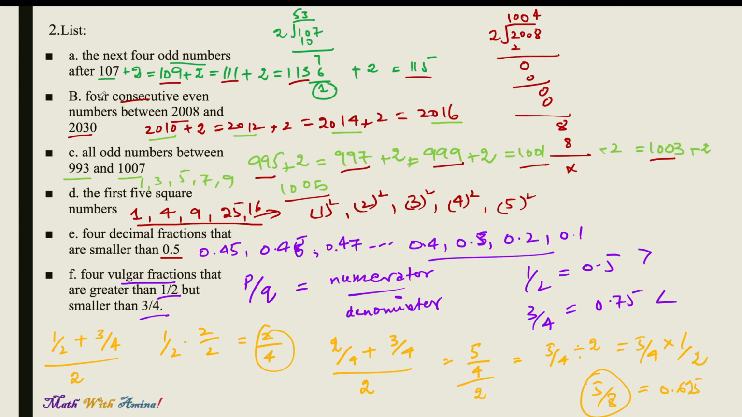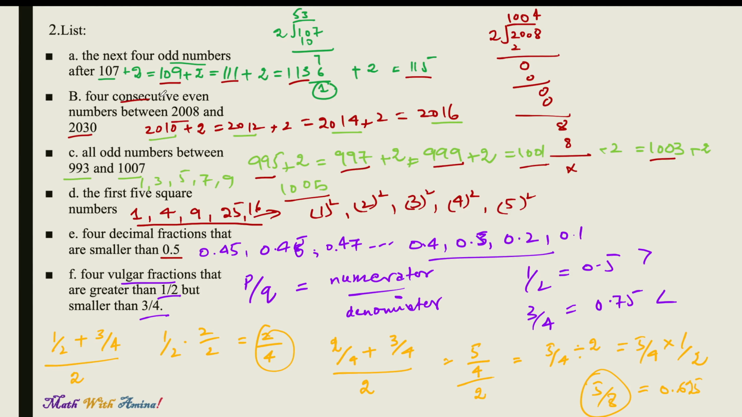The second part asks for 4 consecutive even numbers between 2008 and 2030. So even numbers, opposite to the odd numbers, are the numbers that are completely divisible by 2 and they do not give us any remainder. 2008 as an even number, I have shown it to you in here that if we divide it by 2, 2 into 1 is equal to 2, then we bring the next digit down, 2 into 0 is equal to 0, 2 into 0 is equal to 0, and then 2 into 4 is equal to 8 with no remainder in here.